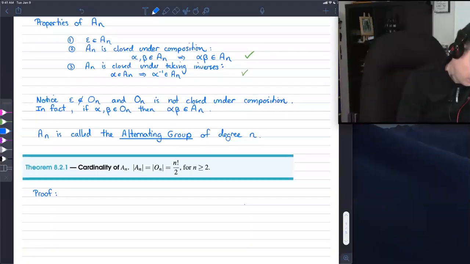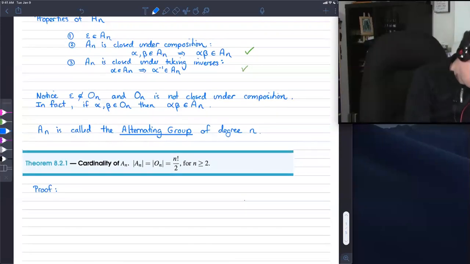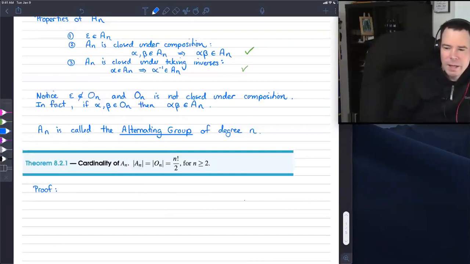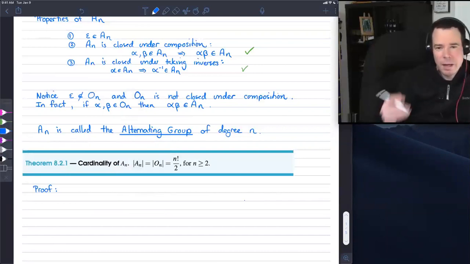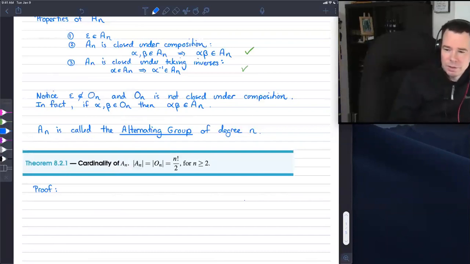So AN is called the alternating group of degree n. And we have that its size can be calculated as follows. So that's theorem 8.2.1. How many permutations in Sn are even? It turns out exactly half of them are even. So n factorial is the size of Sn. There's n factorial permutations on n objects. And half of them are even, which means the other half are odd. So this is a nice counting result that tells us exactly how many even permutations there are and odd ones.